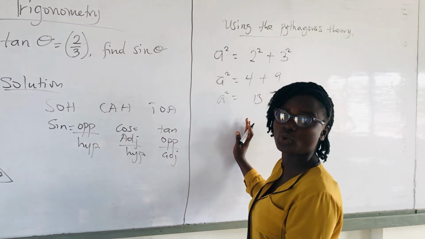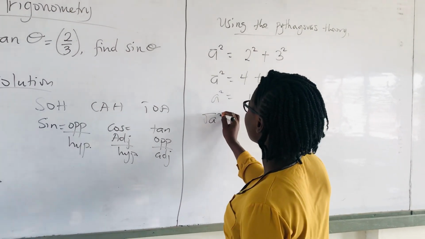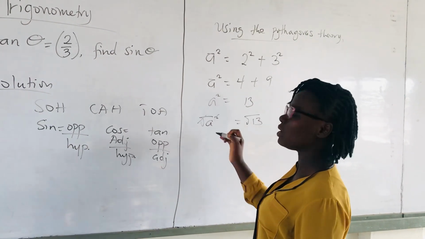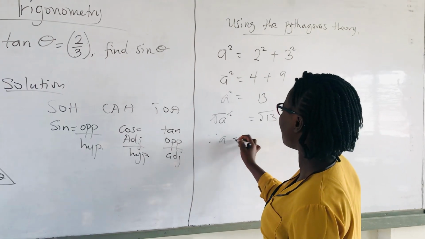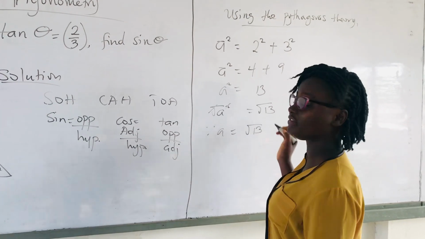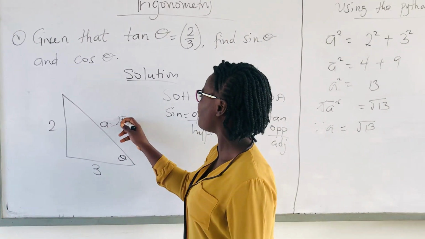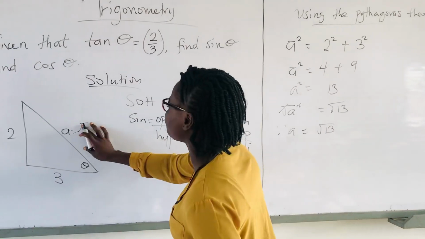We are looking for a and not a squared. So what do we do? We have to square root both sides, so that the square will cancel out our square root. So therefore we can say a is equal to square root of 13. So we can now fix a to the square root of 13. Then we come to our main question.